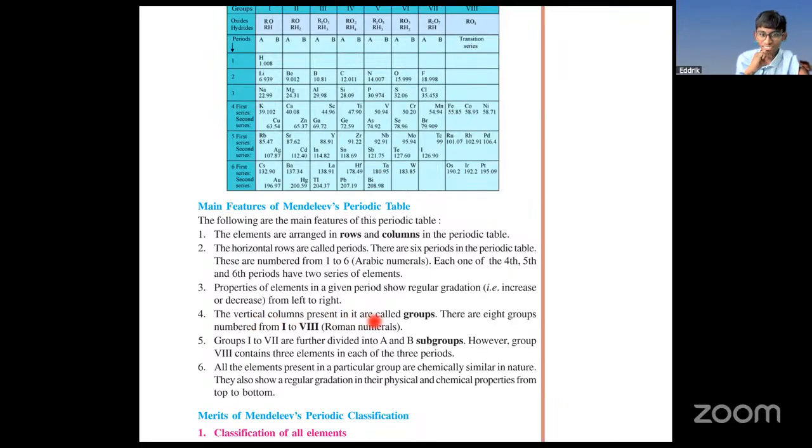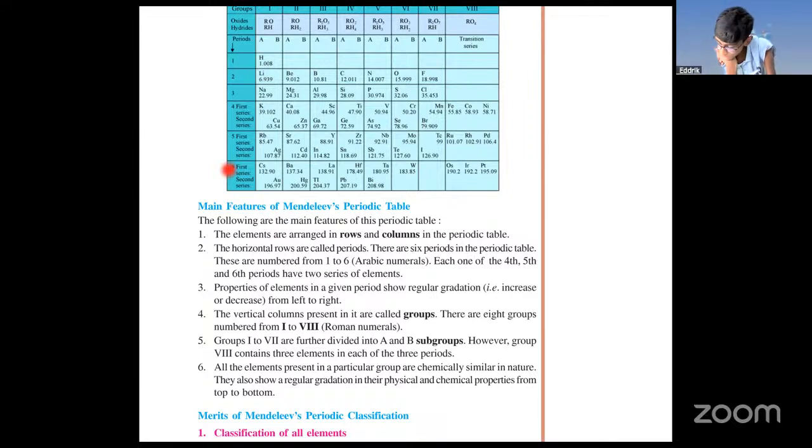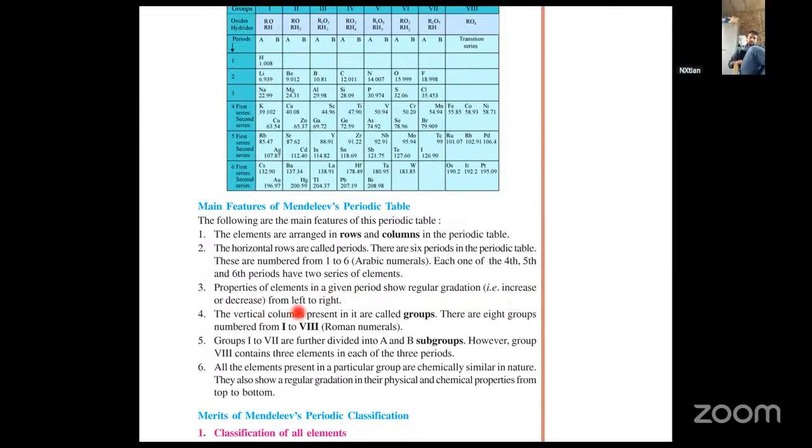Vertical columns are represented as groups. You can check that these are the groups. Going up to down is the group. So group 1 has lithium, sodium, potassium, copper, rubidium, cesium, silver, gold. These are all in one group. So there are groups 1 to 8 and 6 rows, which are called periods. Did you understand, guys? Yes or no? Okay. Properties of a given period show a regular gradation, increasing or decreasing from left to right.